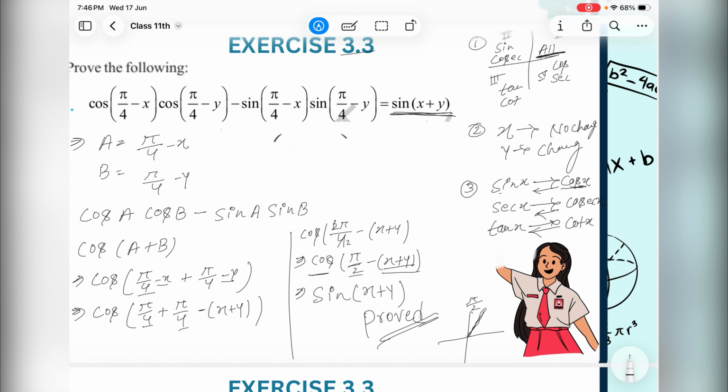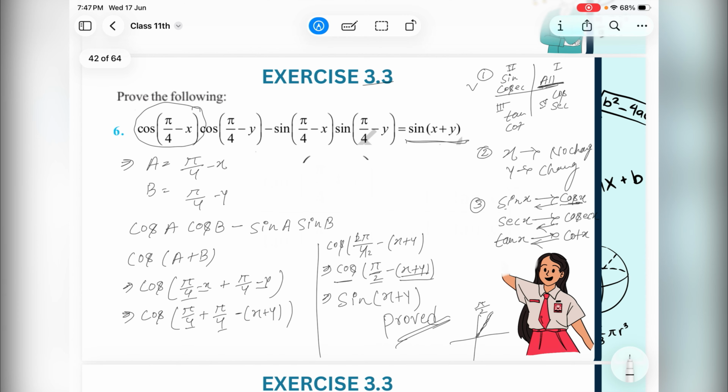So we have to keep in mind what we are going to prove, because any term or function can be changed into a different form. We have to choose something that will help us prove the RHS. Now we have to keep in mind these three rules.